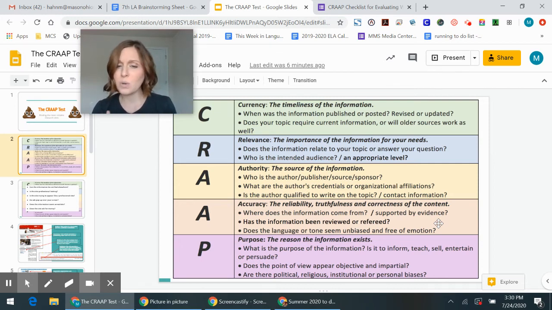Last is purpose. What's the purpose of this website? What's the purpose of this information? Is it to inform you, teach you? Are they selling you something? Are they trying to entertain you or persuade you? Does the point of view appear objective and impartial? Okay, and are there political, religious, or institutional biases that could be impacting whether this information is reliable?